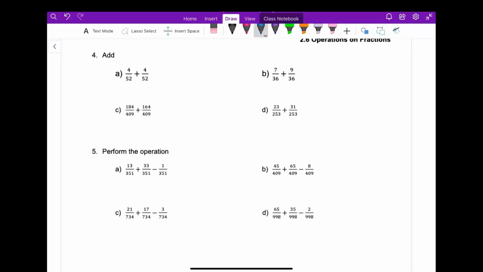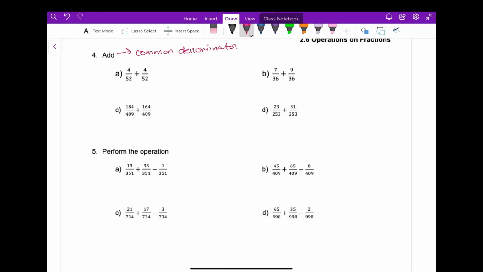Question number 4. Let's add. We have the first problem, which says 4 divided by 52 plus 4 over 52. One of the first things to notice with addition is that you must have a common denominator. You must always remember this.